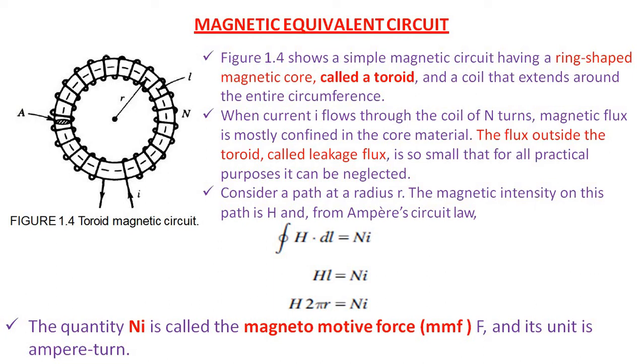H l is equal to NI. The length of the path is 2 pi r, so H times 2 pi r is equal to NI. The quantity NI is called the magnetomotive force F, and its unit is ampere turns.